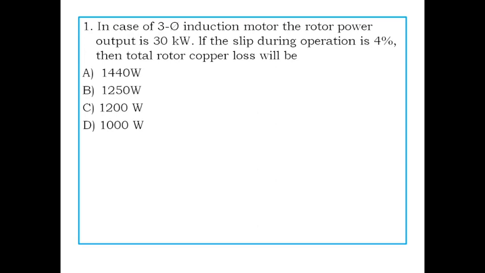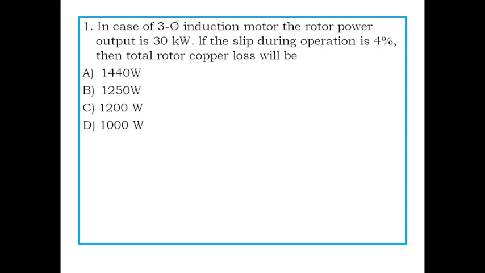In case of a three-phase induction motor, the rotor power output is 30 kilowatt. If the slip during operation is 4%, then the total rotor copper loss will be dash. So they have given 4 options here. Very simple thing here: they have given an induction motor with an output power of 30 kilowatt, and the slip during operation is 4%. To solve this kind of problem, we need to know the relation between the output power, slip and input power.